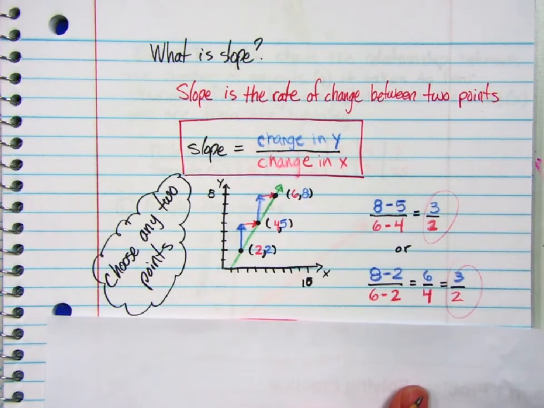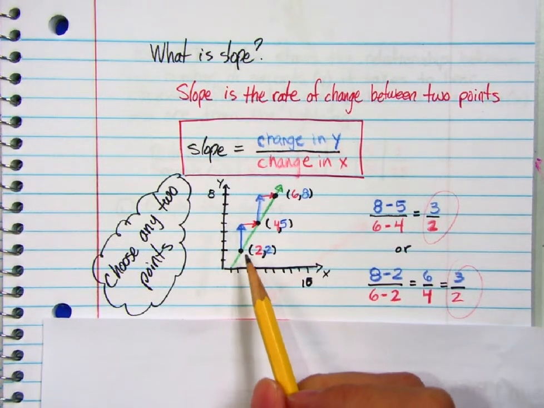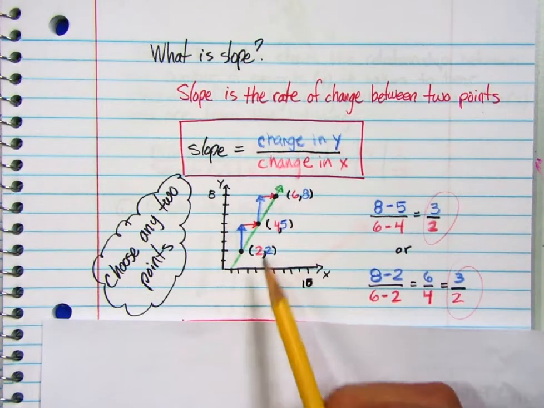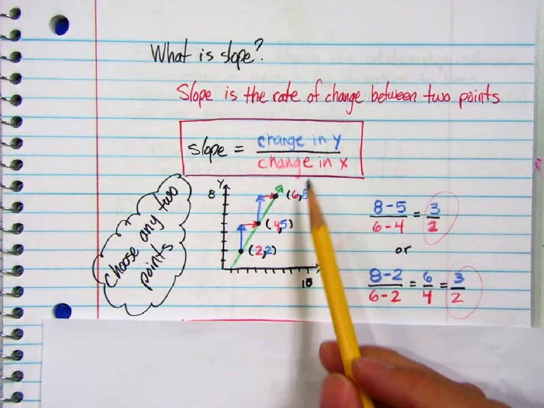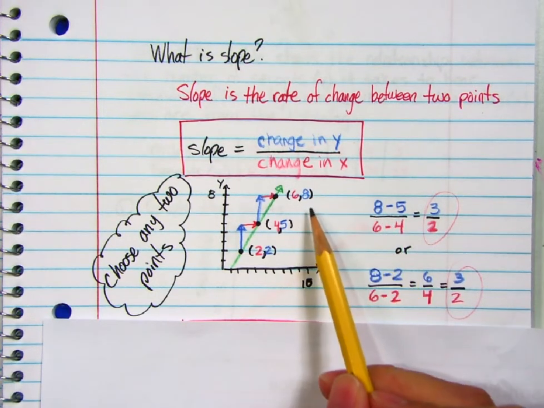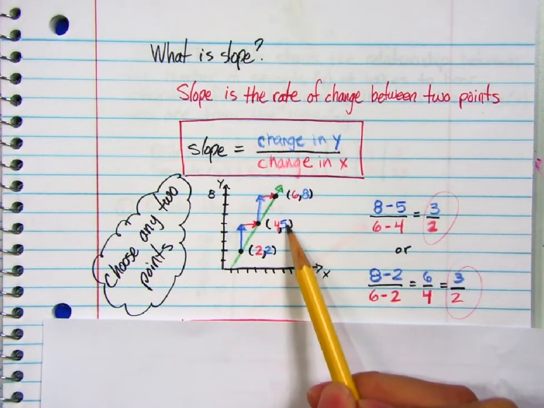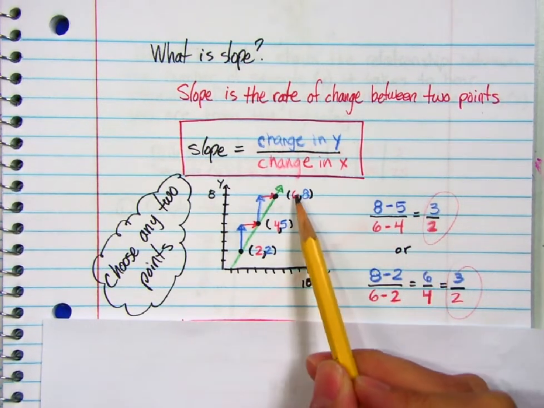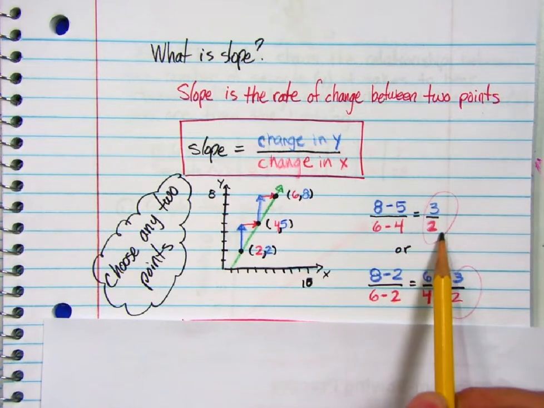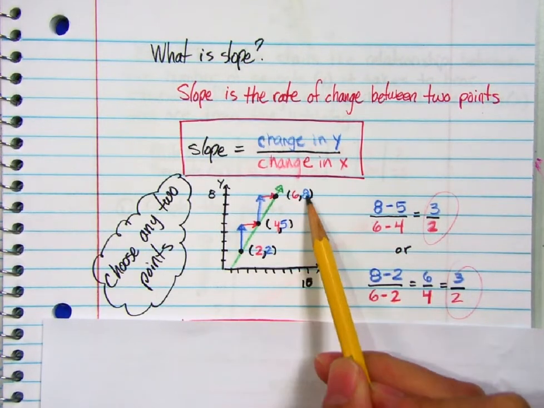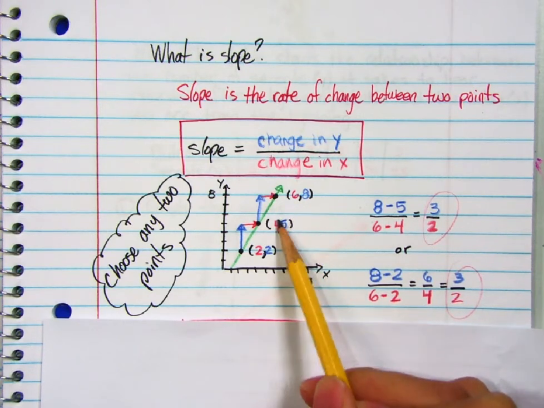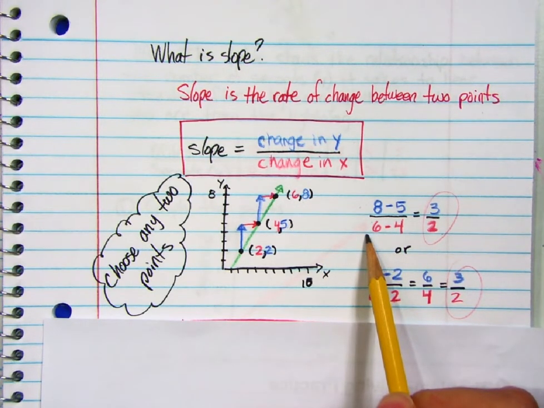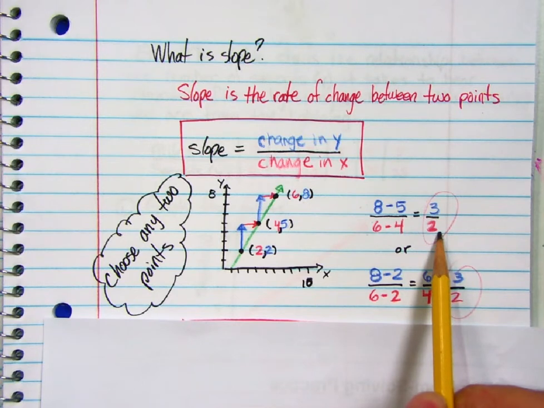So I'll show you an example here. You can choose any 2 points. I just made a little graph real quick. These are 3 different points. I can choose any 2 points. So for this first example, I chose these 2 right here. Well, the difference between 8 and 5 is 3. The difference between 6 and 4 is 2. Notice the y's is what I subtract first, and that's in the numerator. The x's is what I subtract second, and is in the denominator. So 3 over 2 would be my slope.